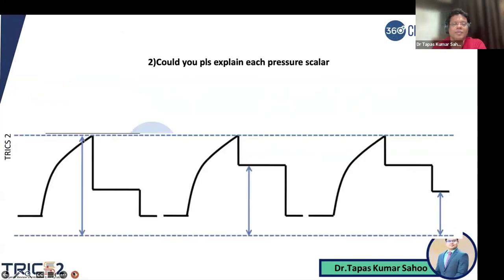Okay. Now, the second question: could you please explain each pressure color? This is a very favorite question.